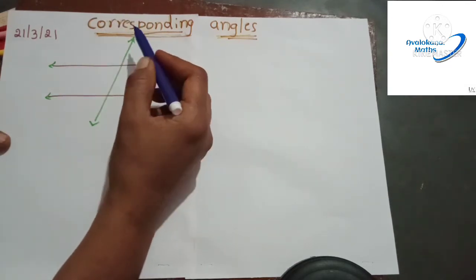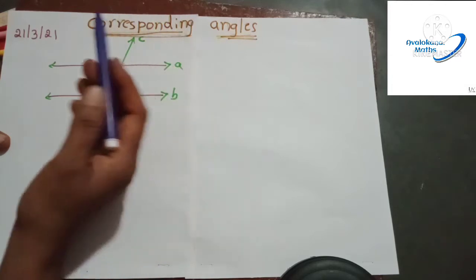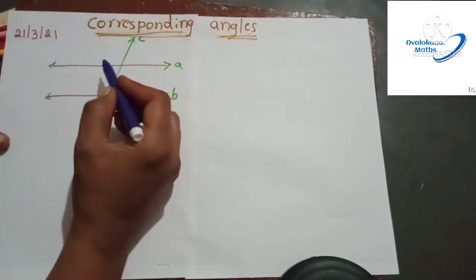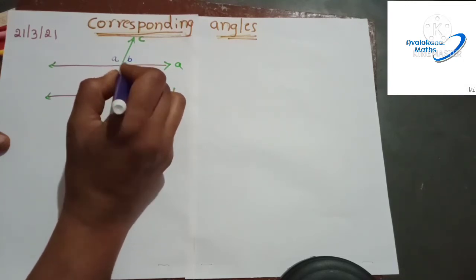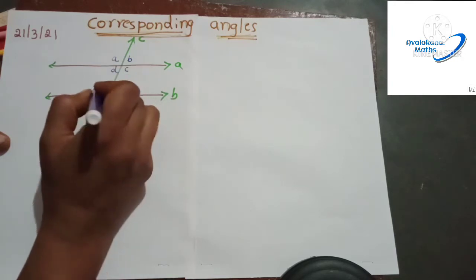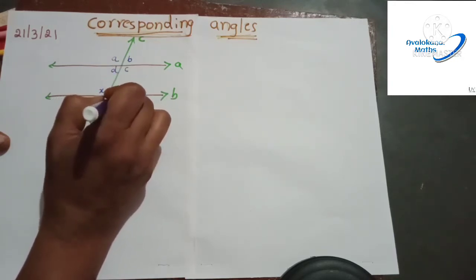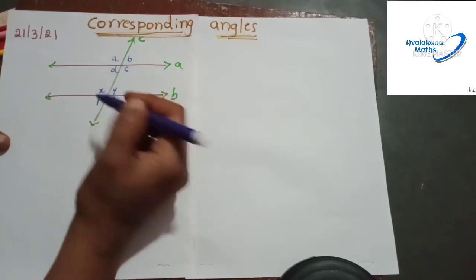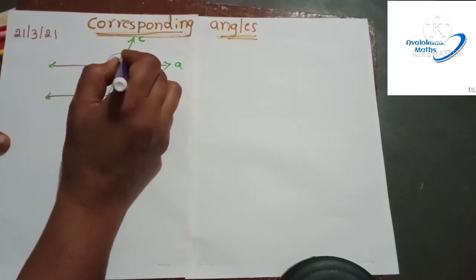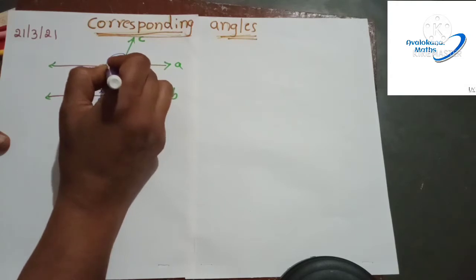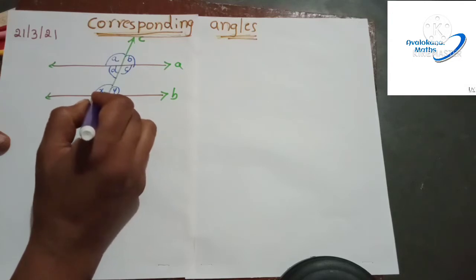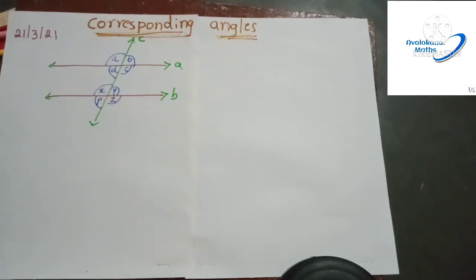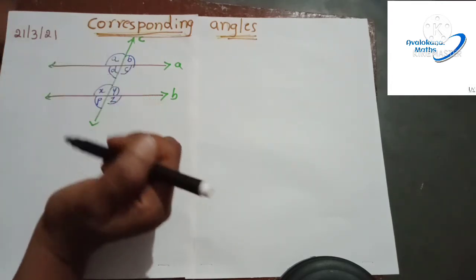Remember, corresponding angles are always on the same side of the transversal. Suppose I refer to these angles as A, B, C and D, and the others as X, Y, Z and P. This is angle A, this is angle B, this is angle C, this is angle D. You can call them by any name, and you can use the notation 1, 2, 3. These names are just for understanding.